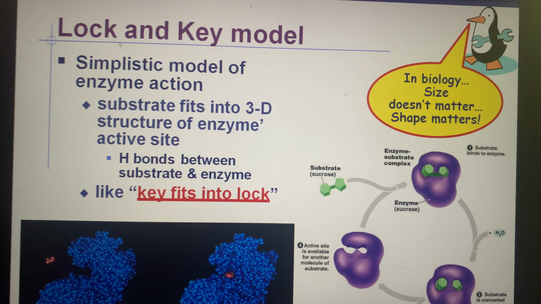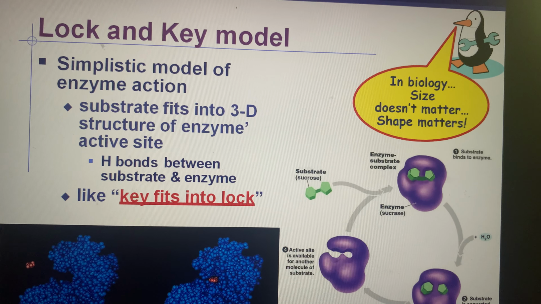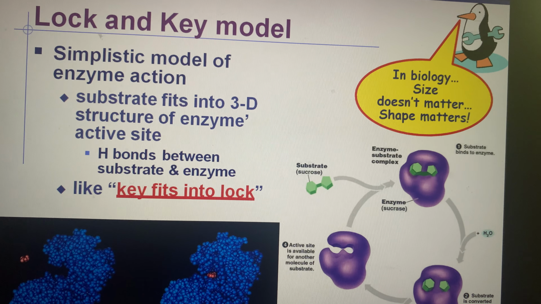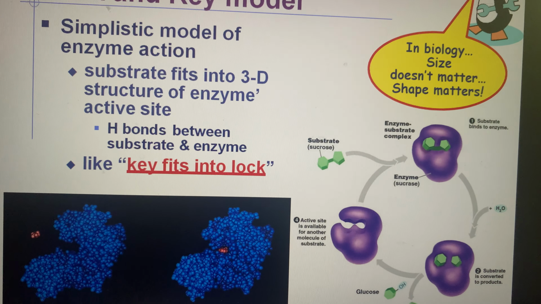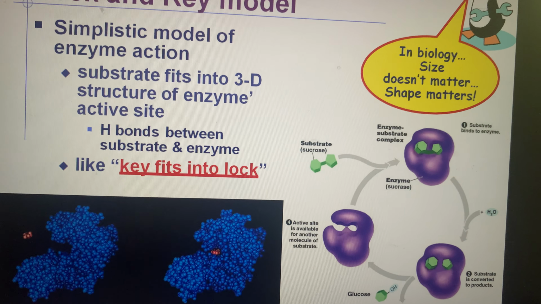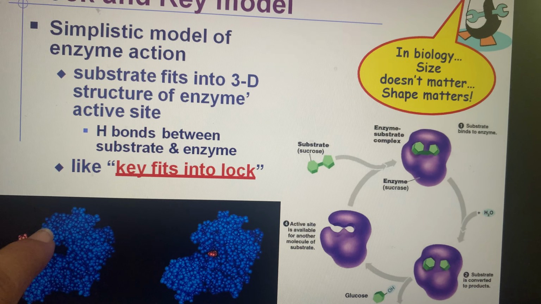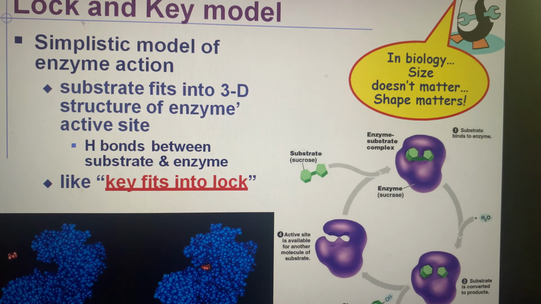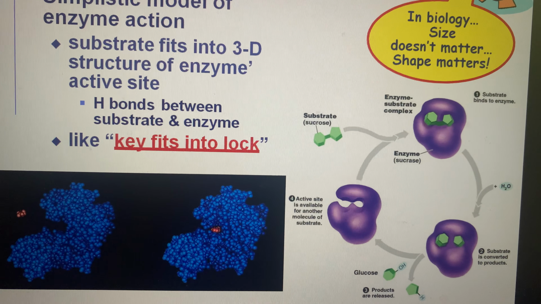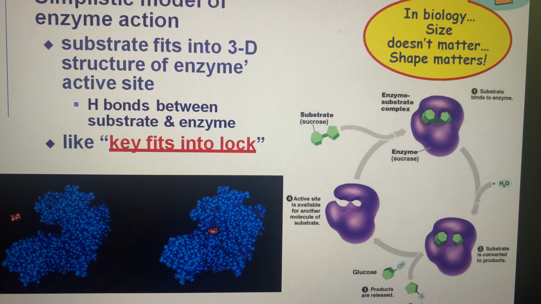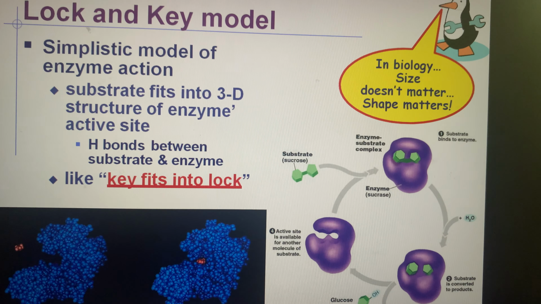Lock and key model of the enzymes is again linked to the specificity of the enzyme activity. A simplistic model of enzyme action is presented here. The substrate fits into the 3D structure of the enzyme's active site, hydrogen bonds form between enzyme and substrate, and it's kind of like a key fitting into a lock. You must have read about the lock and key theory, the enzyme model, and in the same way the enzyme acts on the substrate.